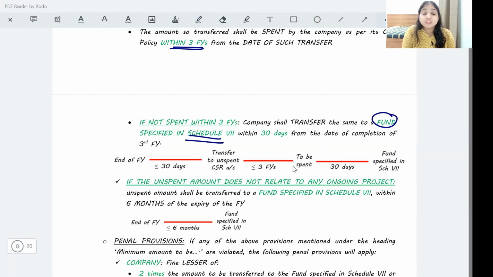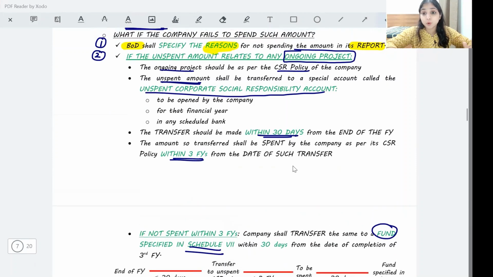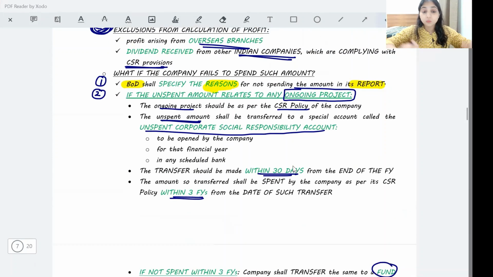Little bit you would have understood, little bit you wouldn't have understood. It is okay. Patience, we will see this, and by the end of it, you will all understand properly, I assure you. What is the problem? See, company spent extra, great. We allowed the company set off in subsequent years, story was over. But now the problem is that the company has spent lesser than what it was supposed to spend.